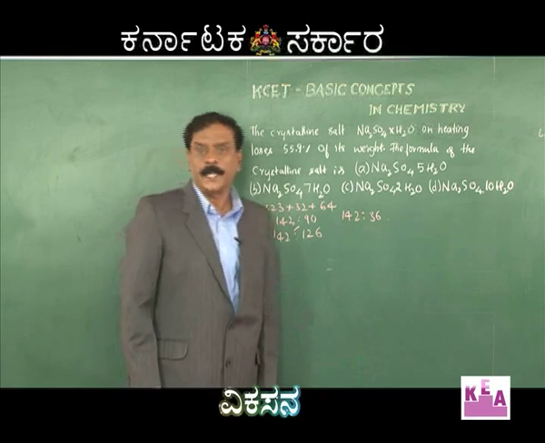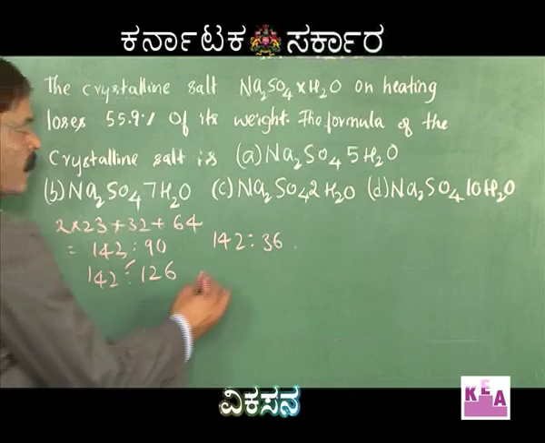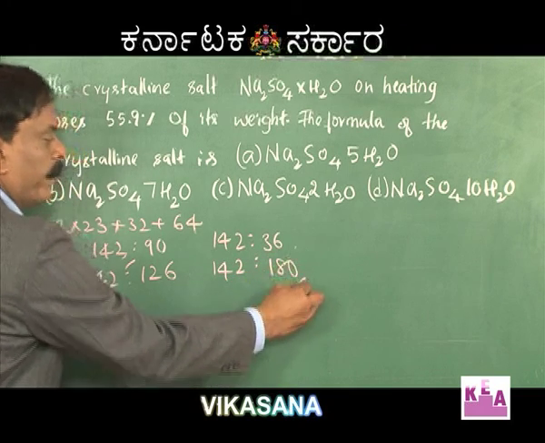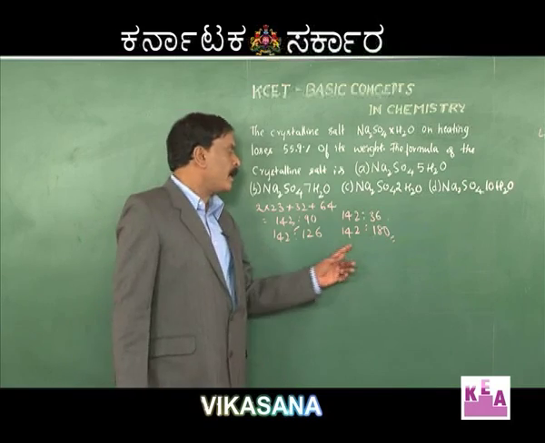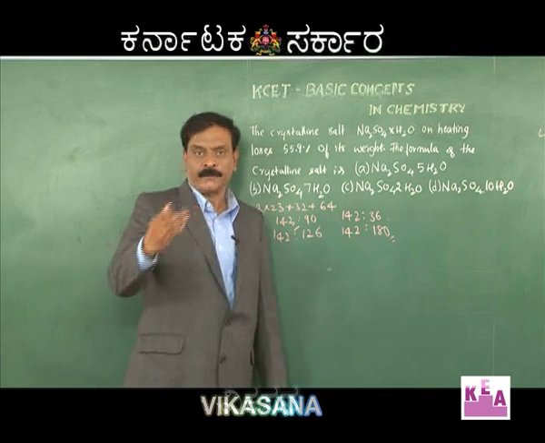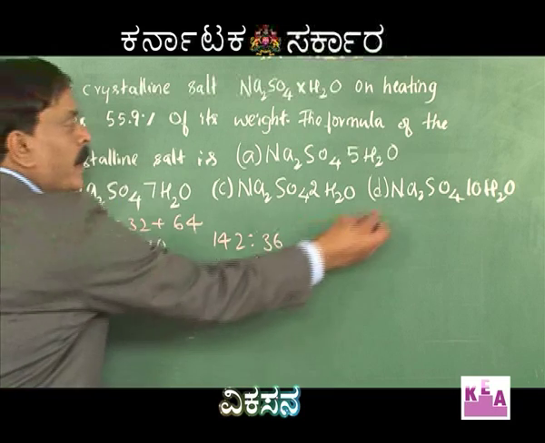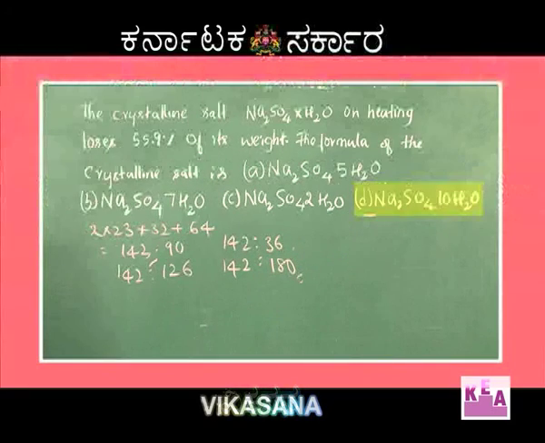Then coming to option D, Na2SO4·10H2O, the ratio would be 142 is to 180. 180 is more than 142, it is more than 50%, and therefore the right answer would be Na2SO4·10H2O.